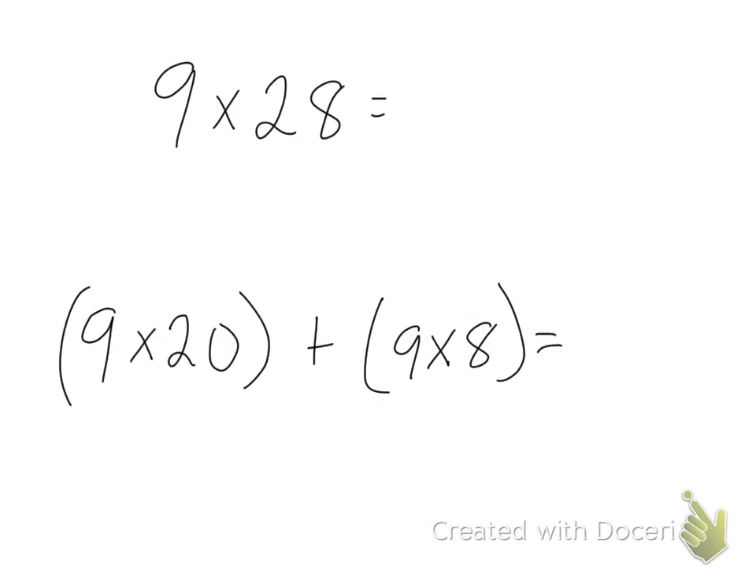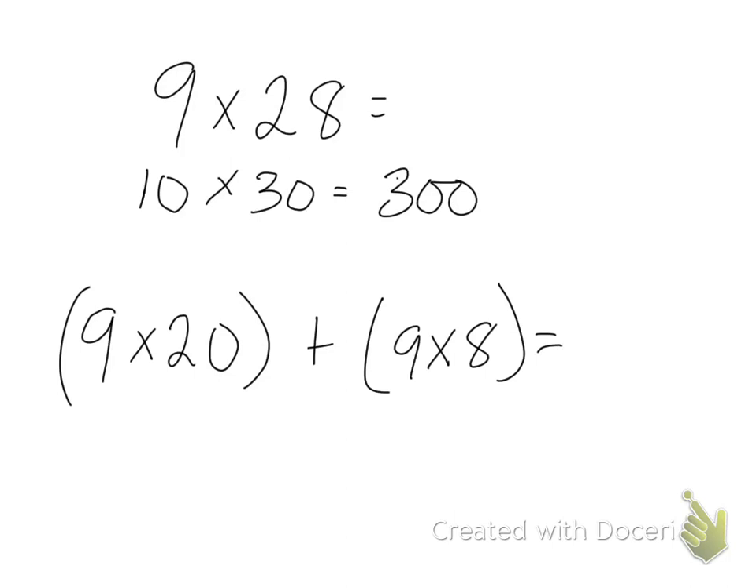All right, so let's practice multiplying a 2-digit number by a 1-digit number. Here we have 9 times 28. First, we're going to estimate to find the answer. So 9, we can round up to 10, and 28 we can round up to 30. So 10 times 30 equals 300. So my answer should be somewhere around 300.